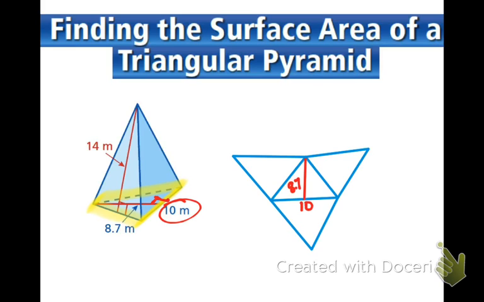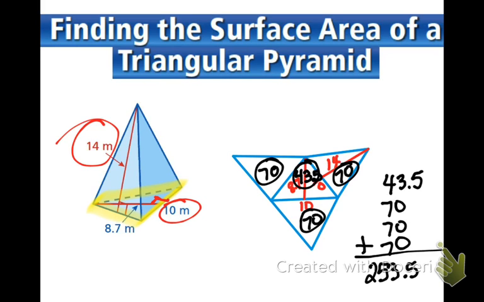So now I see that the last number I haven't used is this 14. So this 14 is going to go as my slant height, or my height, for my outside triangles. Okay? Now the base is still going to be that 10. So now I go through and I find my surface area for each one. Go pause the video and try it yourself.